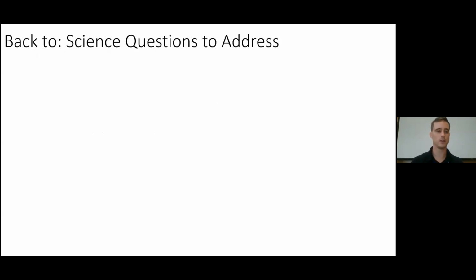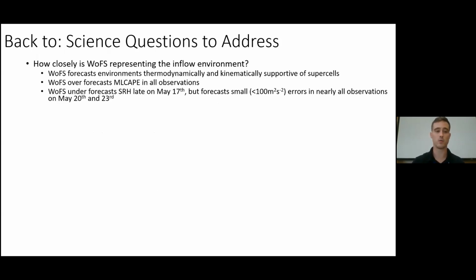Okay, so that concludes my case studies, and we're going to come back to the science questions that I wanted to address. So how closely is WoFS representing the inflow environment? All right, well, WoFS forecasts environments thermodynamically and kinematically supportive of supercells. So in general, WoFS is forecasting an environment that's going to produce some weather. However, WoFS over-forecasts mixed layer CAPE in every observation that we had available to compare for mixed layer CAPE. And WoFS under-forecasts SRH late on May 17th, but it forecasts pretty small errors, less than about 100 meters squared per second squared, in all observations on the 20th and 23rd. So it did a pretty good job there.